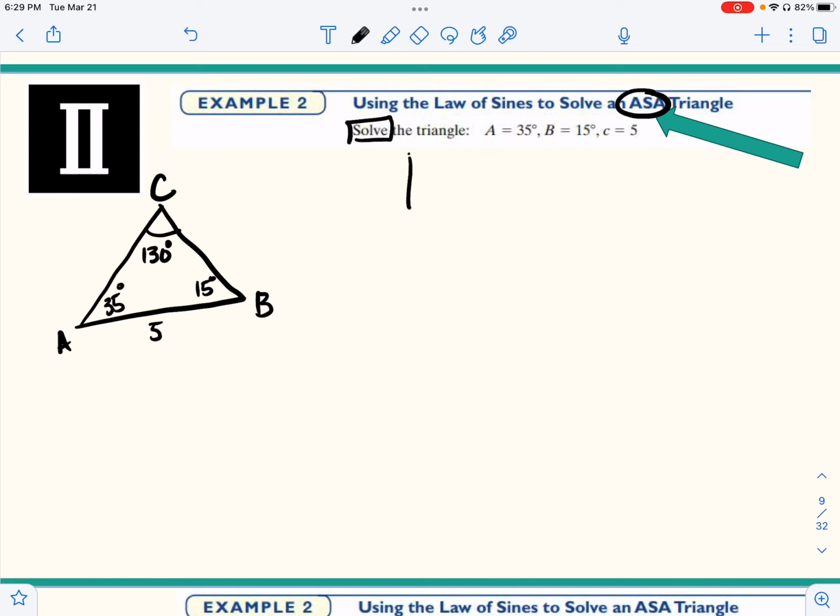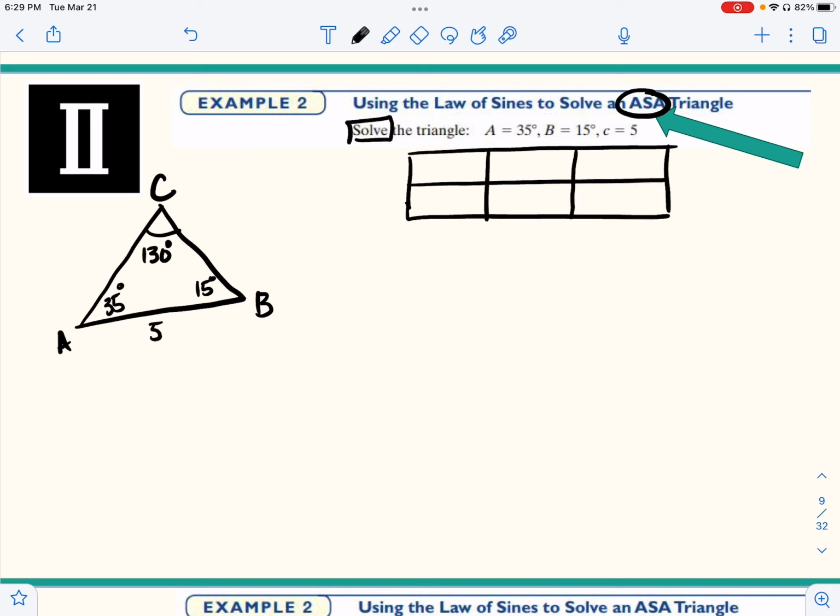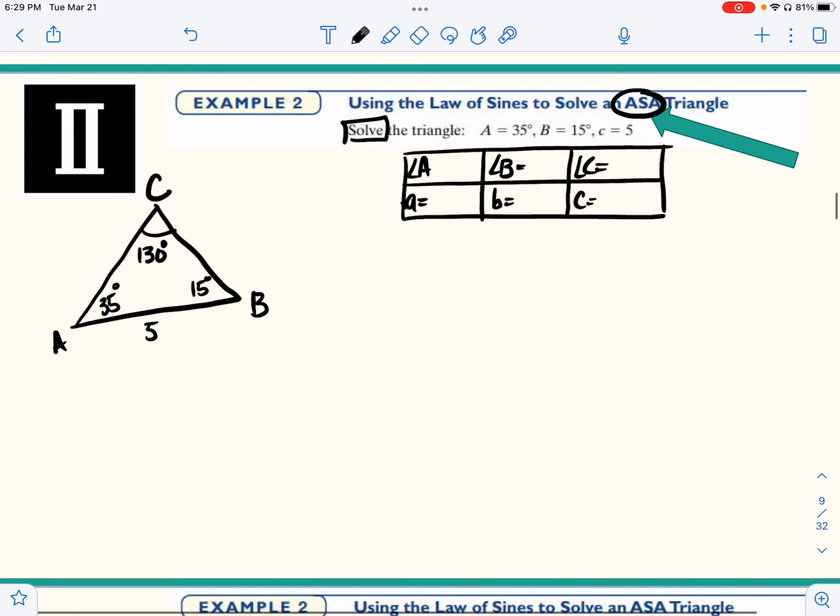Also, the question says solve, which means I'm trying to find the remaining angle and two other sides. Clearly we just ended up finding C, which should be 180 minus 35 minus 15, 130 degrees. So that step is already done. And now to find A, do I know an angle-side pair? If you notice, yes, I do know an angle-side pair, and that will be your perfect start.